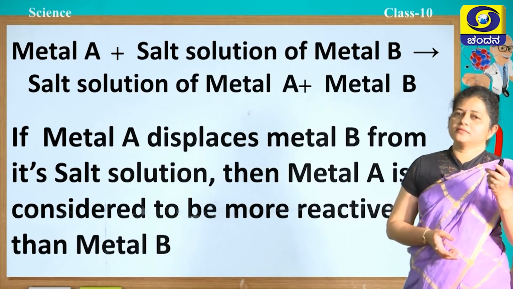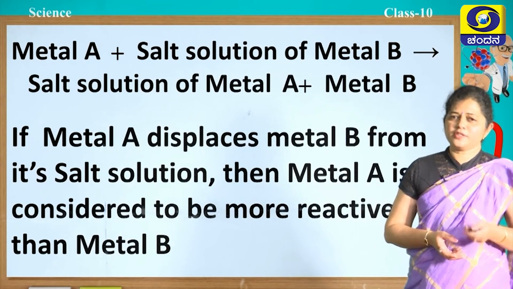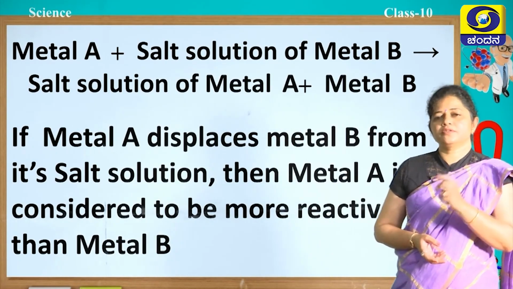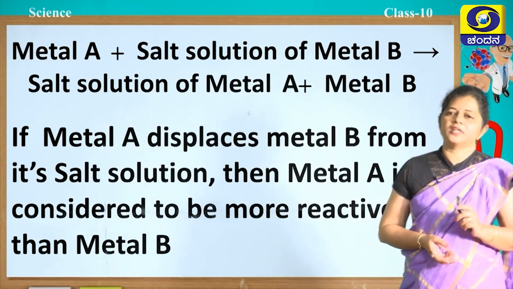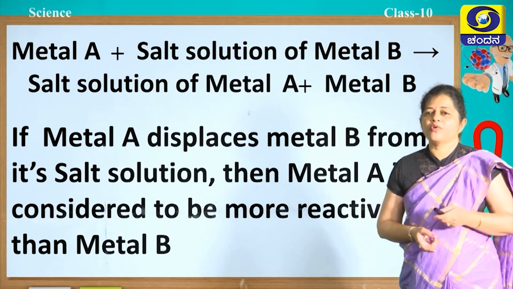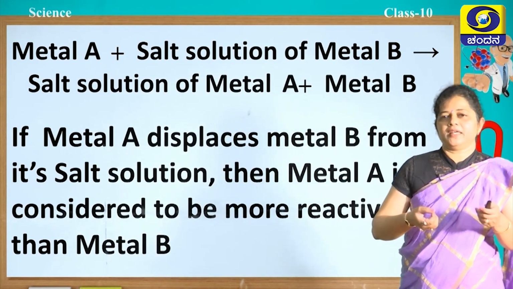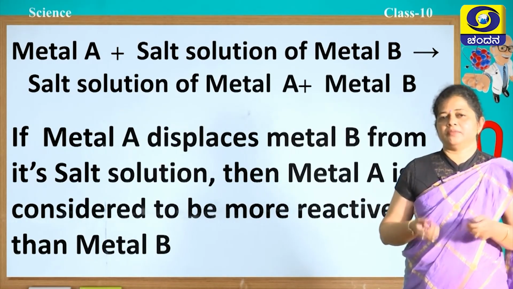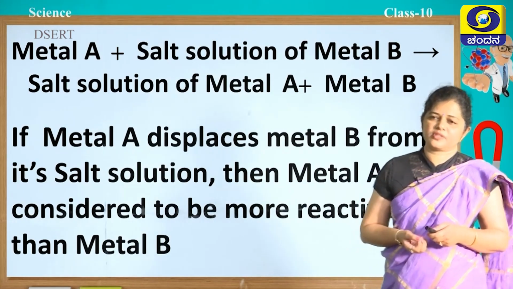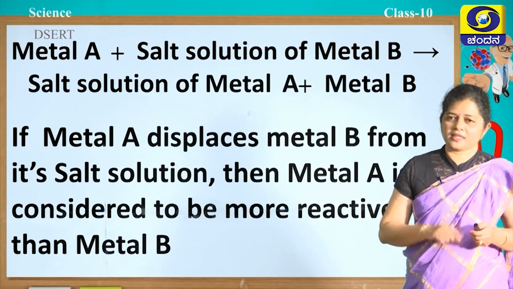Metal A, when it is reacted with salt solution of metal B, and suppose metal B is displaced and salt solution of metal A is formed, then that means that metal A is more reactive than metal B. It is taking away metal B from the solution. Metal A is taking the place of metal B in the salt solution. That means metal A is more reactive than metal B.